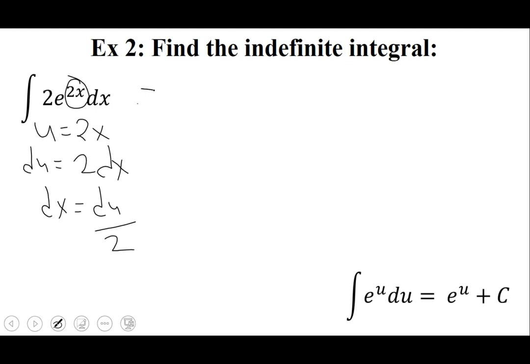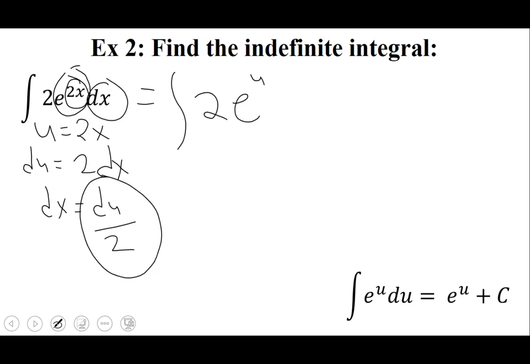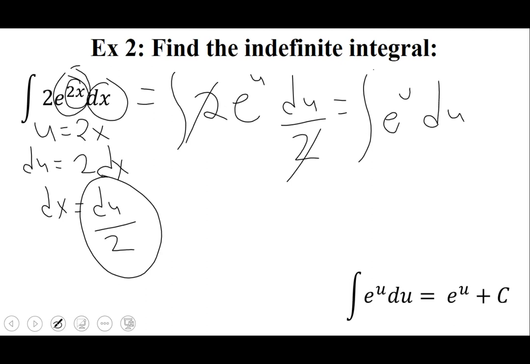Go back to your original problem, so keep the integration sign. Here's the original 2 from the problem. You're going to take e to the 2x and replace it with e to the u. You're going to replace dx with du over 2. Notice that here, the 2's are going to cancel, which means you're going to just be left with the integration of e to the u du.